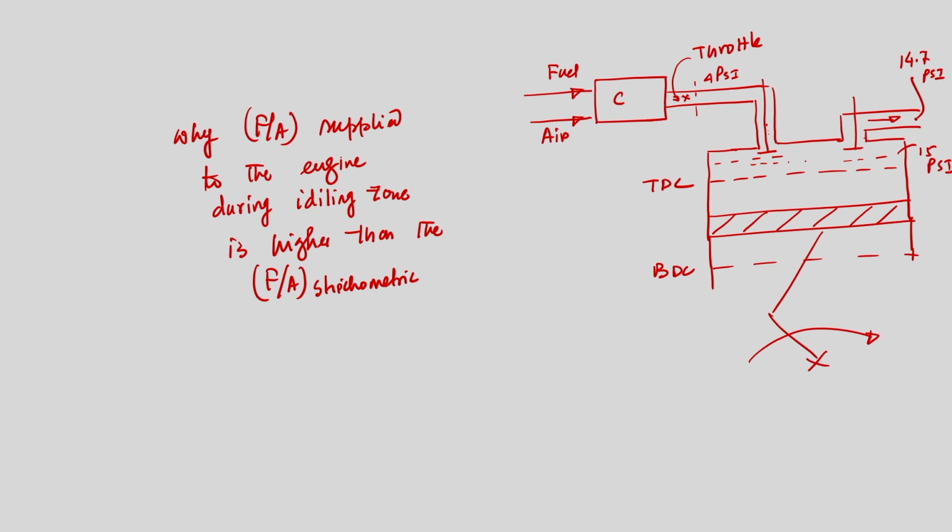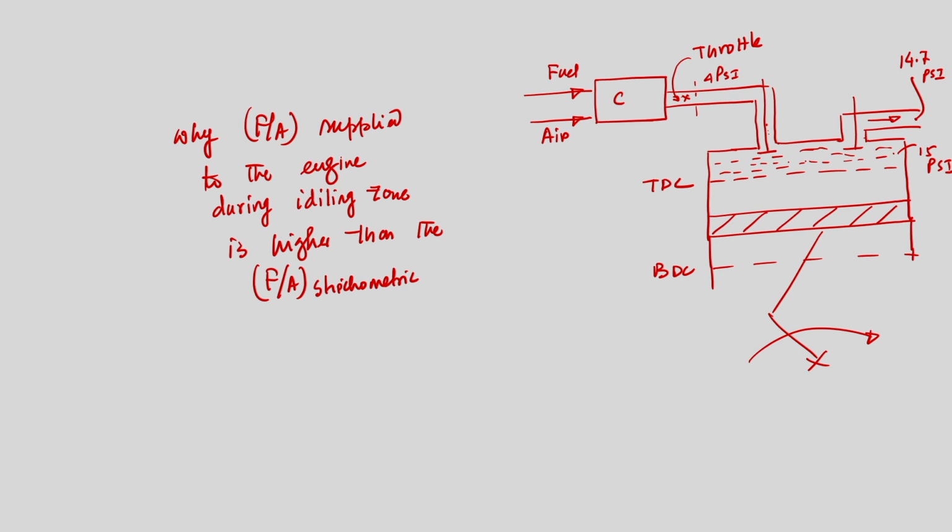From the previous exhaust stroke, this is the clearance volume. At the end of the exhaust stroke the exhaust valve closes and some amount of combustion product will be there in the clearance volume, and the combustion gas pressure will be 15 psi, which I have indicated in the schematic.